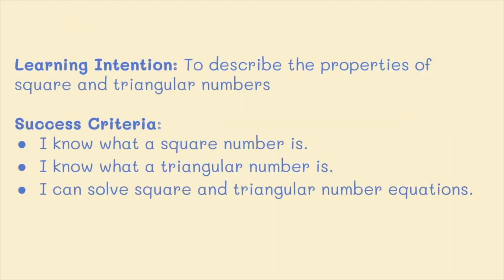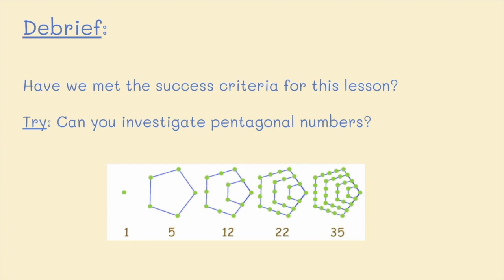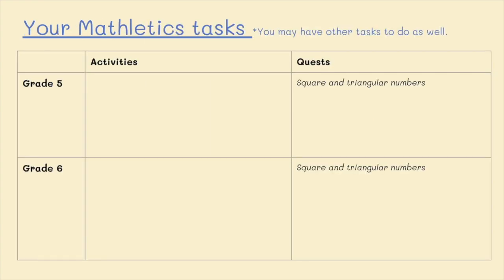Our learning intention for today has been to describe the properties of square and triangular numbers. You should now know what a square number is, and you should now know what a triangular number is. Hopefully you can go and solve some square and triangular number equations now. Unfortunately, a lot of this you do have to just kind of know by heart, or at least know the sequence to figuring out what the next one is. If you would like to challenge yourself, have a look into pentagonal numbers, okay? A bit like triangular numbers, but we make a pentagon out of them.